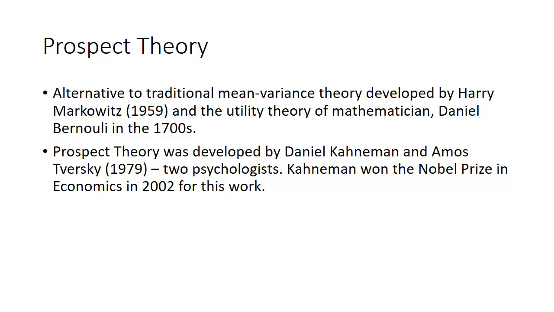They were two psychologists, but they actually published the work in Econometrica. Kahneman would win the Nobel Prize in Economics in 2002 for this work. Tversky would have won as well, but he had passed away, and they don't award the Nobel posthumously. Markowitz, for his work in mean variance theory, also won the Nobel Prize in Economics in 1990.